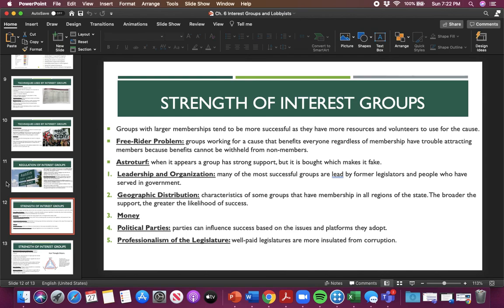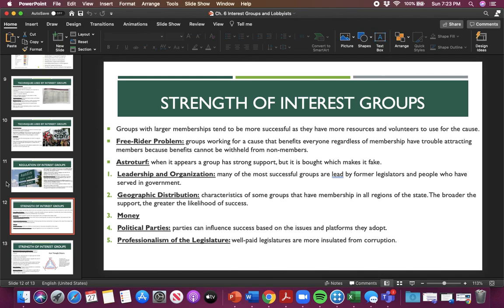They were essentially recruited and paid to show up to make it look like there was more opposition to this than there actually was. That's what we call astroturf, because it's not real. It's fake support to make it look like there is a stronger feeling about a certain issue than there actually is. But things that make interest groups successful: good leadership and organization.